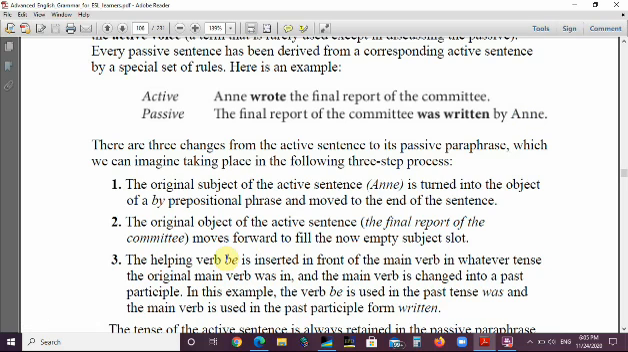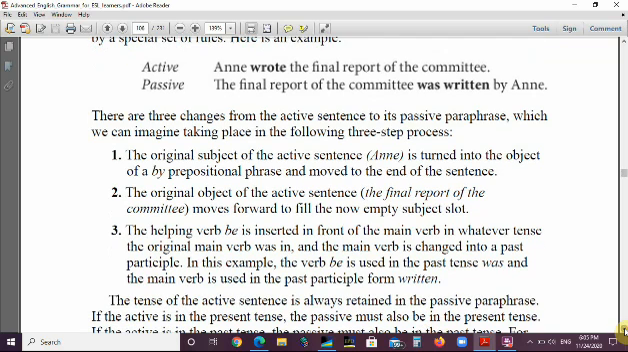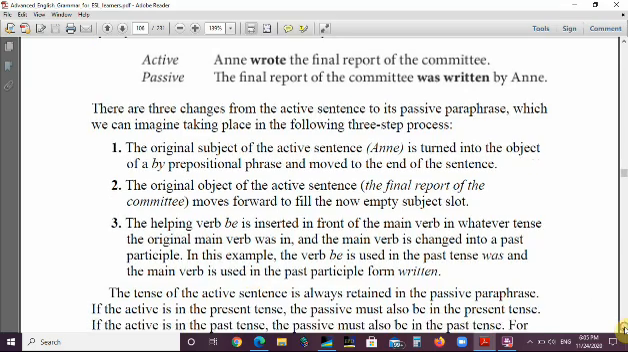The helping verb be is inserted in front of the main verb, here, which became written, in whatever tense the original main verb was in. And the main verb is changed into a past participle. In this example, the verb be is used in the past tense, was. Why? Because the original verb was in the past, wrote. And the main verb is used in the past participle. What is the past participle of write? Written.